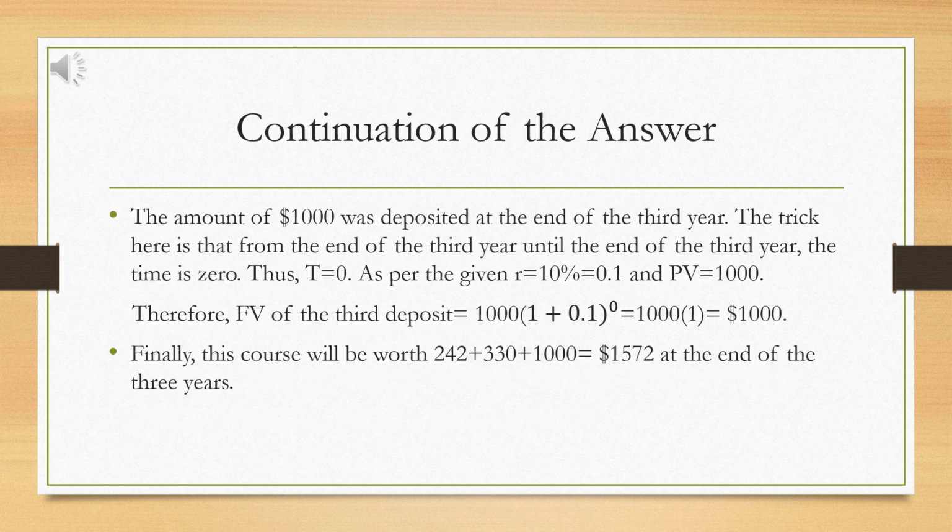The amount of $1,000 was deposited at the end of the third year. The trick here is that from the end of the third year until the end of the third year, the time is 0. Thus, T is 0. As per the given, R is 0.1 and PV is 1,000. Therefore, future value of the third deposit equals 1,000 times 1.1 to the power 0, which is 1,000 times 1, which is 1,000.